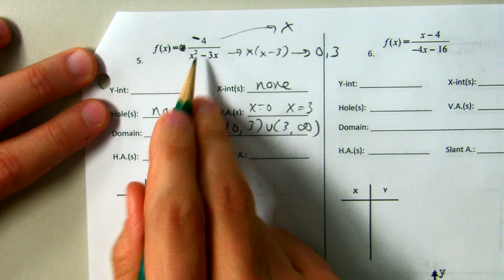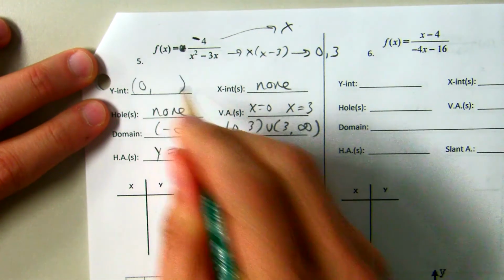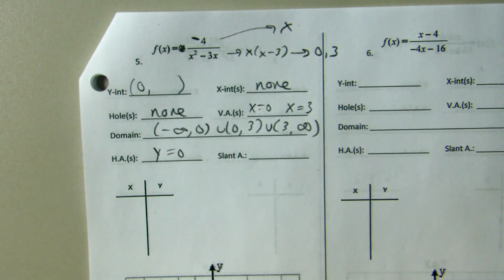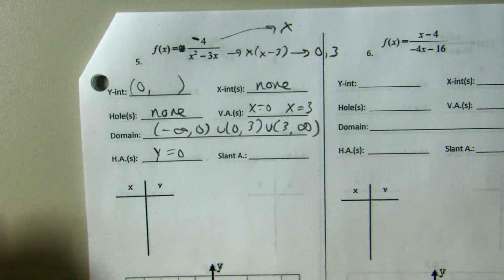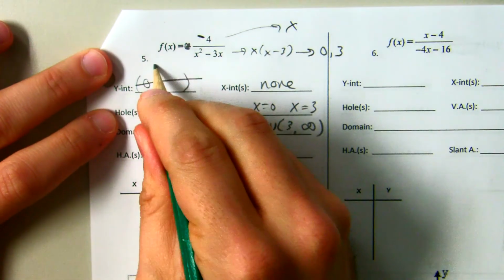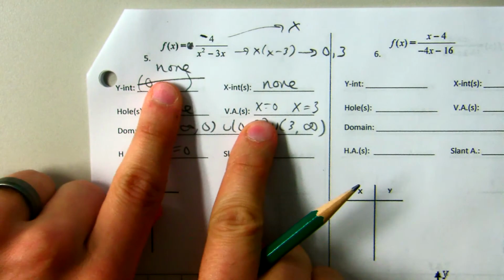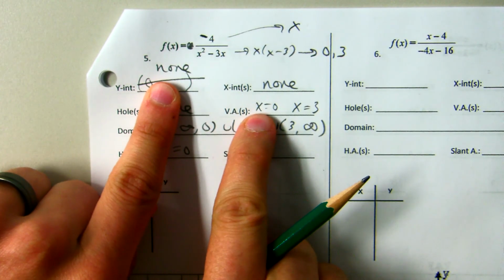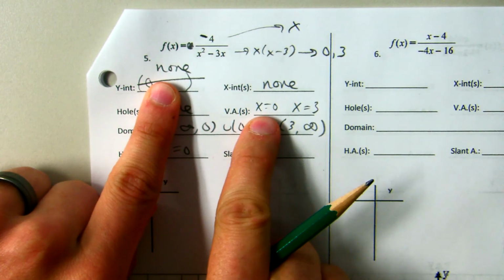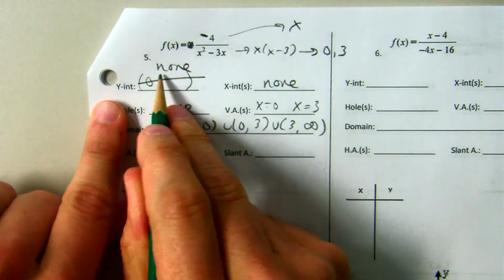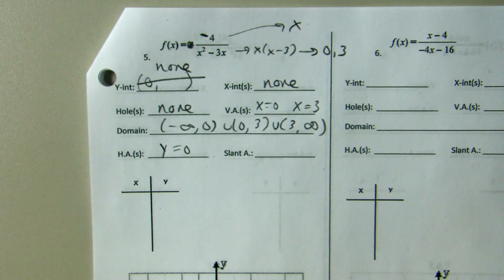For intercepts, you plug in 0 for x and solve for y, but you get -4 divided by 0, which you can't do. So that one's not possible, which is consistent with this. There's a vertical asymptote at x equals 0. It doesn't get to hit an x value of 0, which is what a y-intercept is.